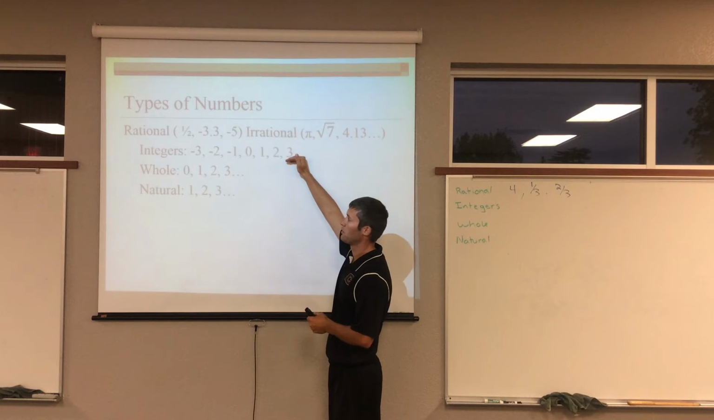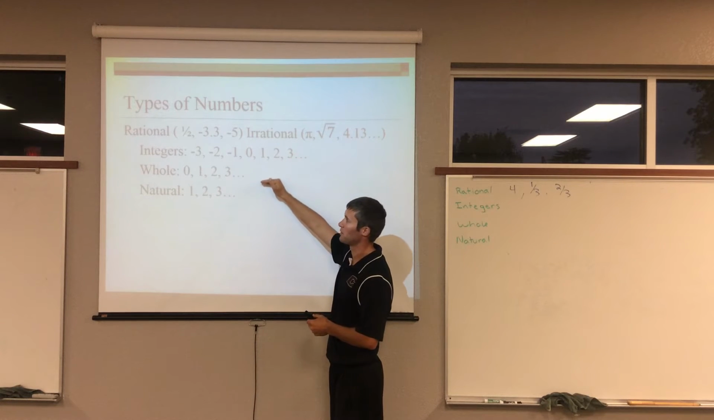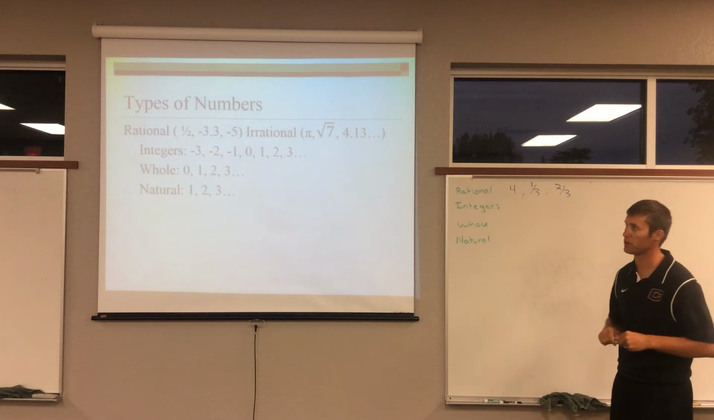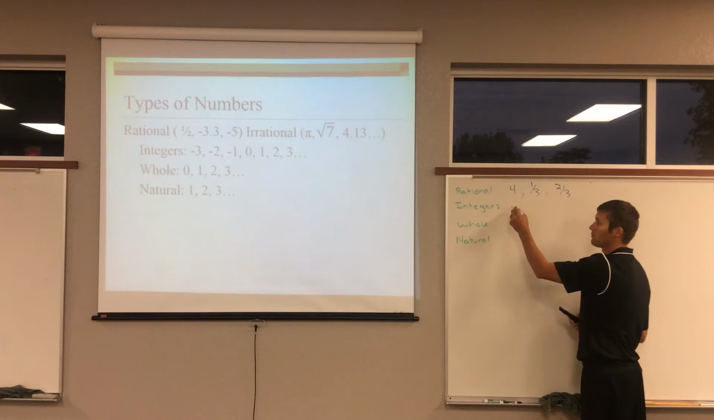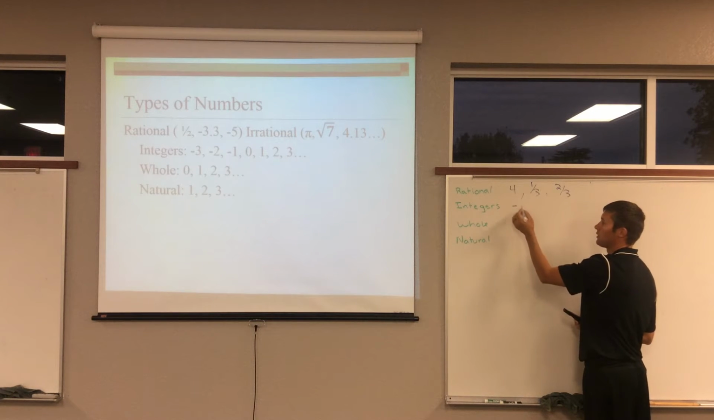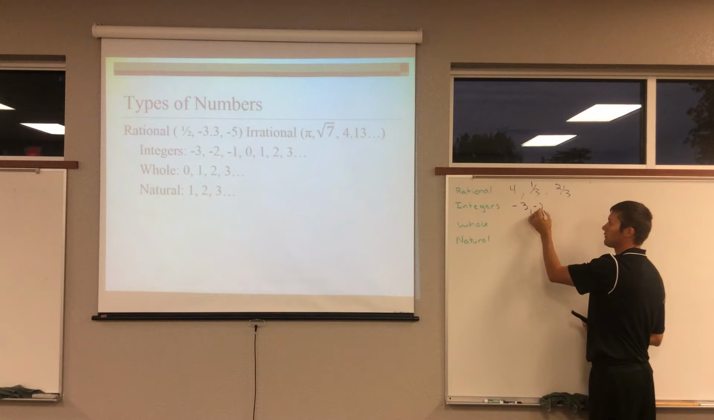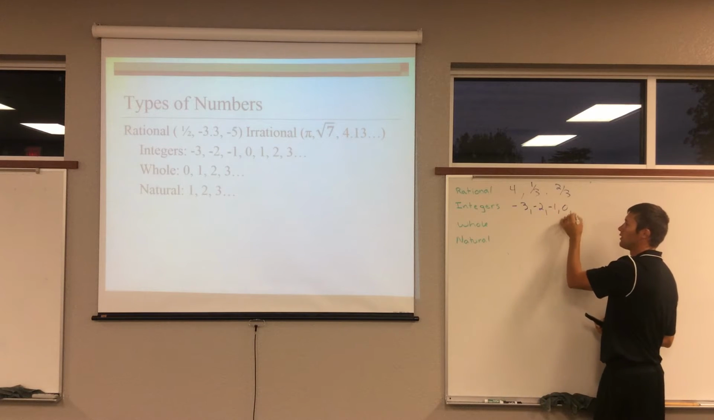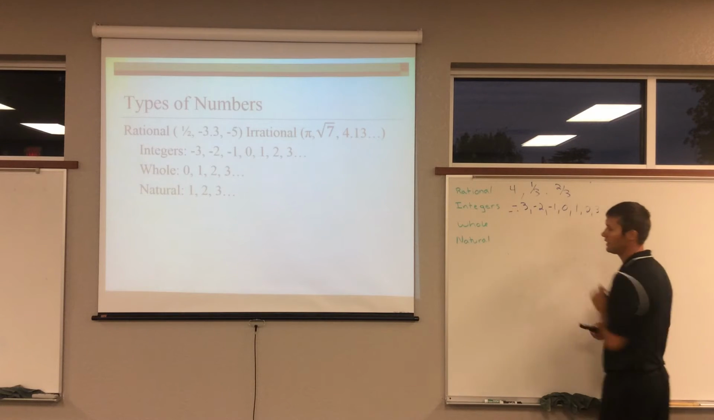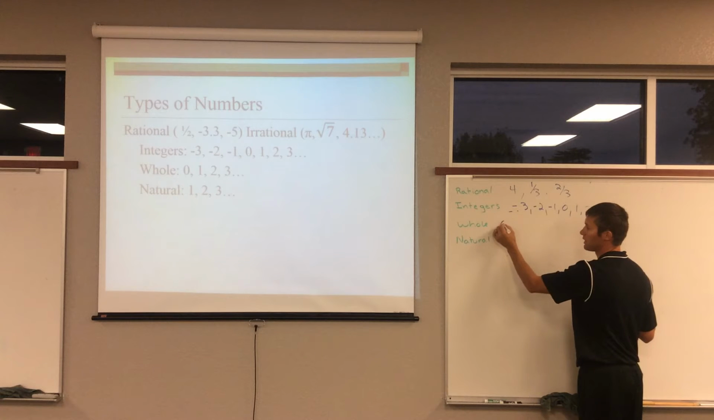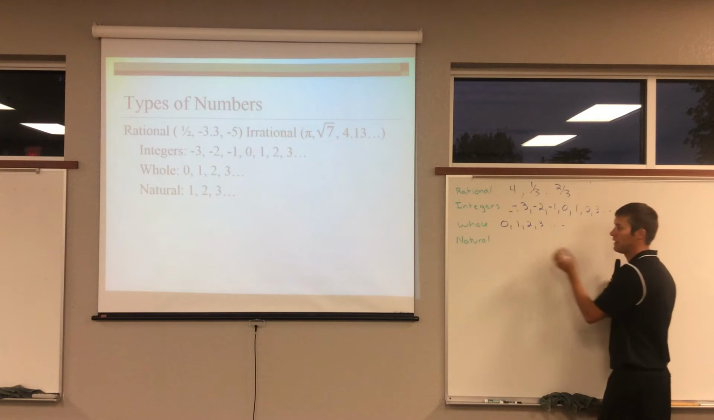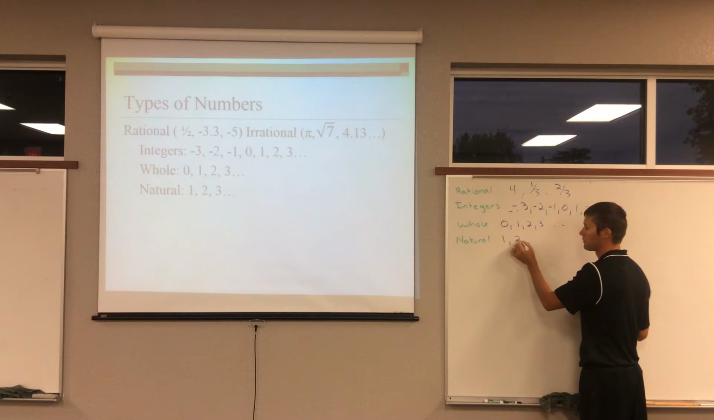From there, we have integers, whole numbers, and natural numbers. I'm going to have it written over here so we can refer to it. Integers are whole numbers, so they can't have a fraction. It can't have 1/2 in here. So it's -3, -2, -1, 0, 1, 2, and it goes on to infinity in both directions. Whole numbers just start at 0 and work themselves out. And then natural numbers start at 1 and work themselves out.